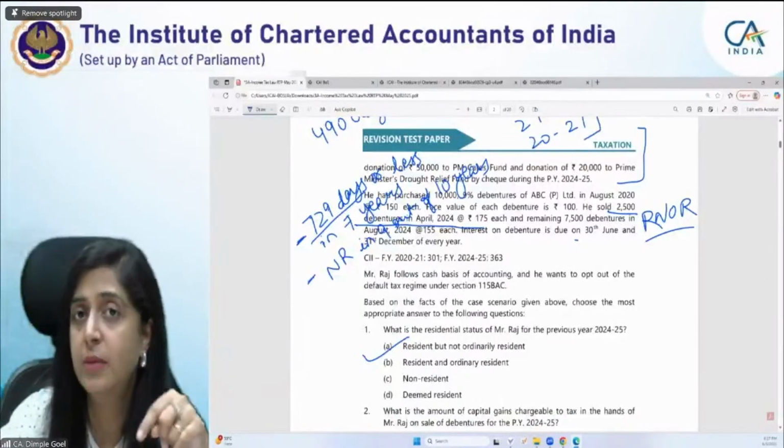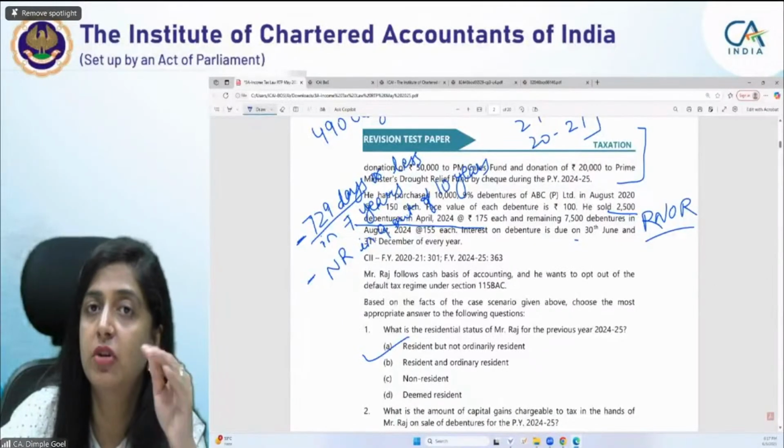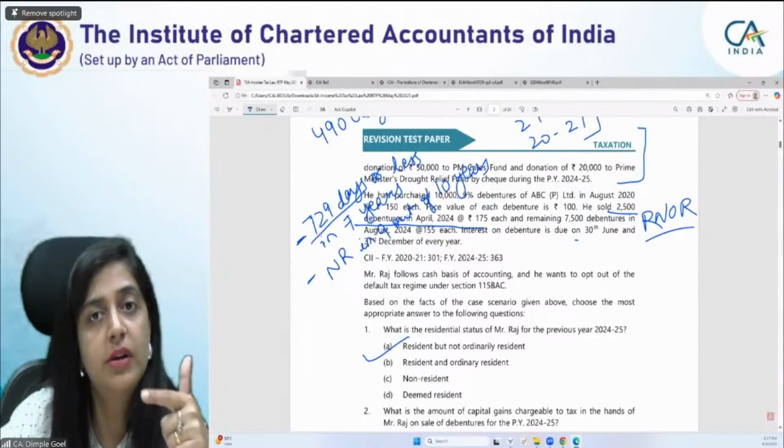Because now the second MCQ will be on capital gain, on the amendment, then definitely there will be tricky points also.